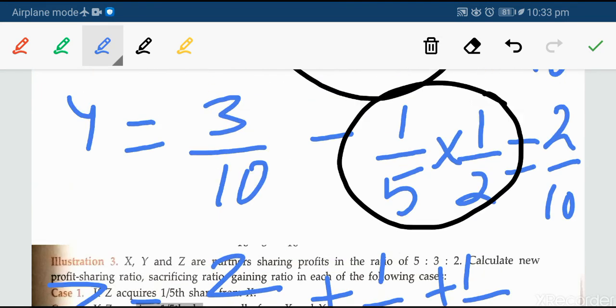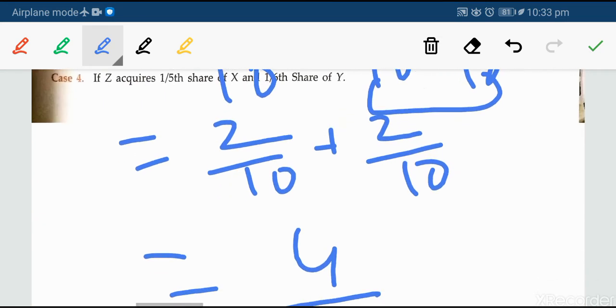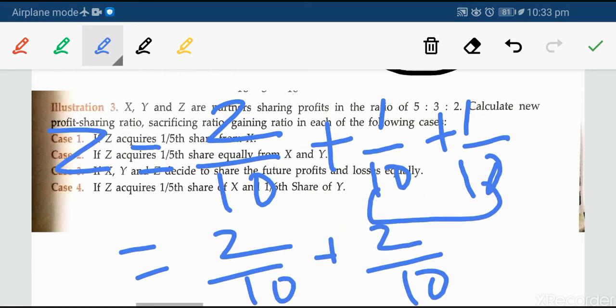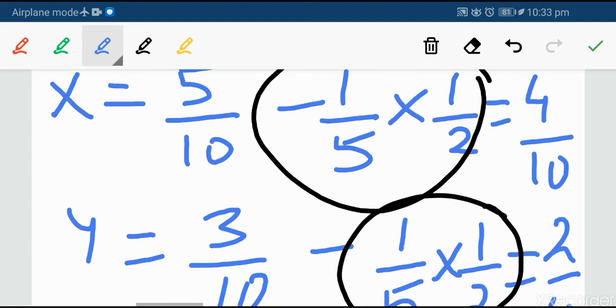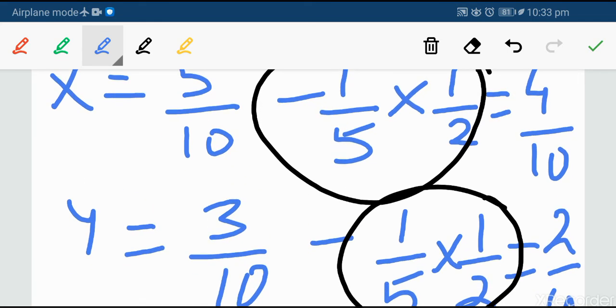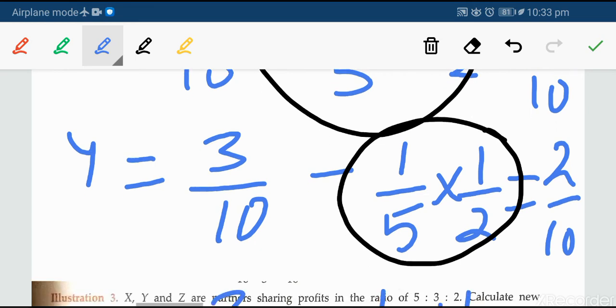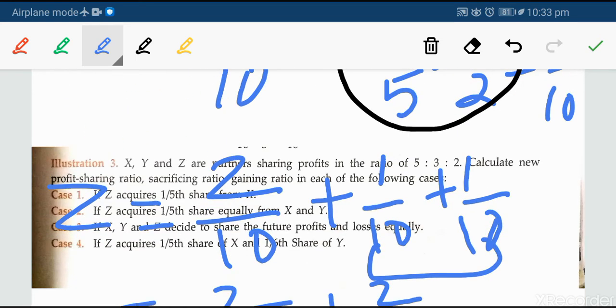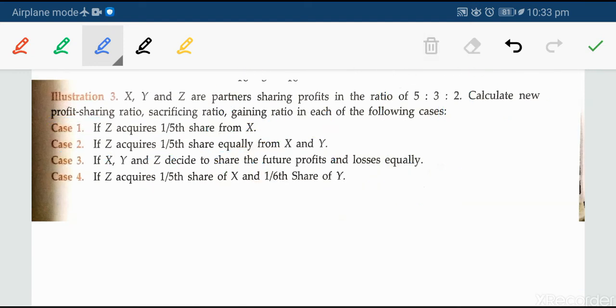This will be your new profit sharing ratio, and you can easily find out how much they are gaining and how much they are sacrificing. So this is your sacrificing ratio. Need not calculate again and again. You can calculate like this only, and you can find out like this only, and this will be your solution for this question. Okay, so we have to learn the various ways of calculating gaining profit, sacrificing profit, and the new profit sharing ratio. Okay, so now we will be moving to another question.